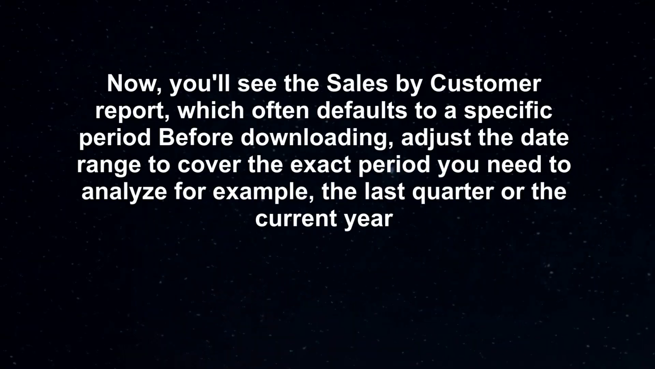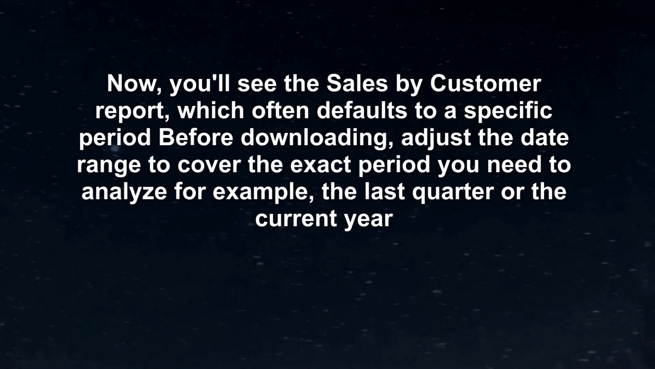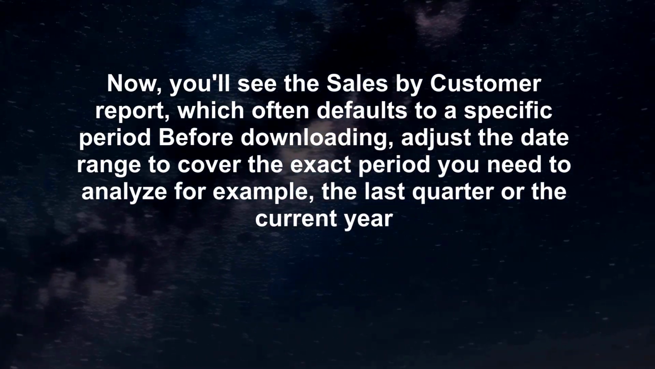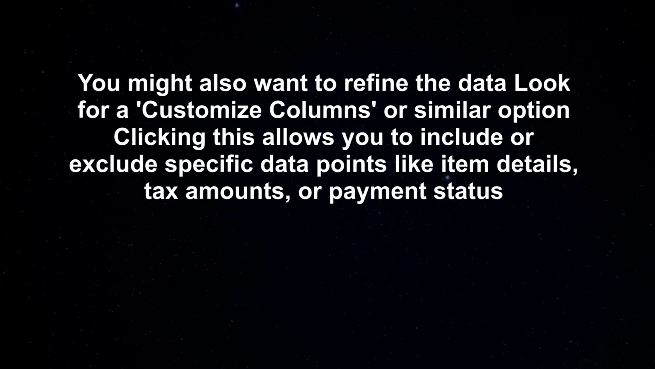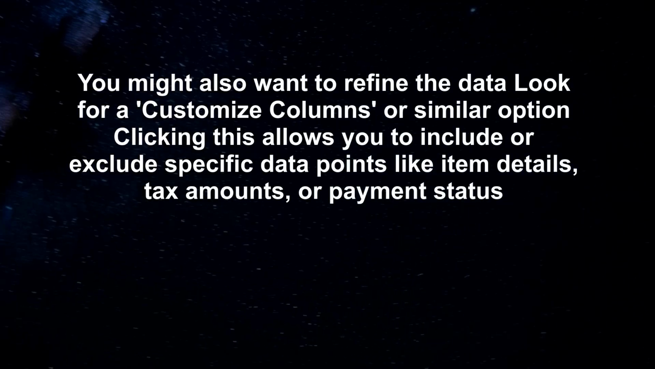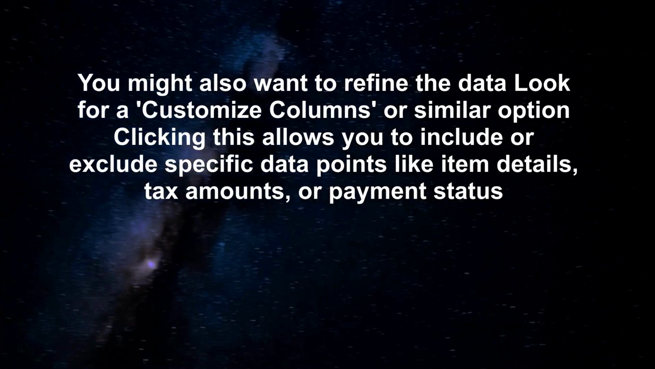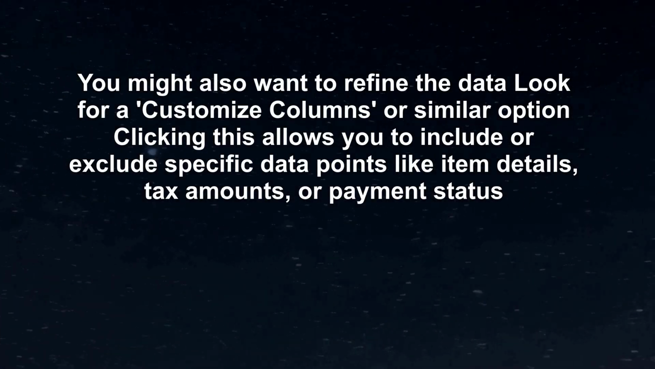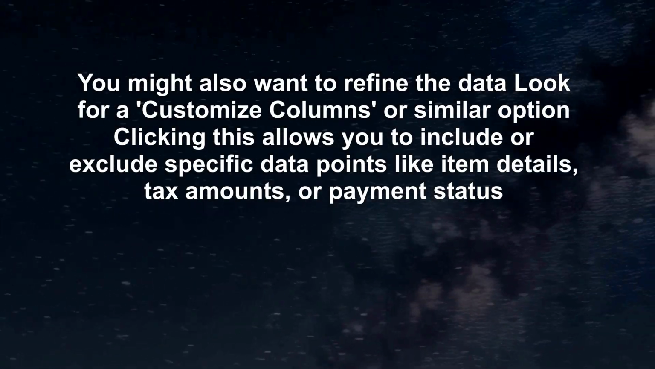Adjust the date range to cover the exact period you need to analyze, for example, the last quarter or the current year. You might also want to refine the data. Look for a Customize Columns or similar option. Clicking this allows you to include or exclude specific data points like item details, tax amounts, or payment status.